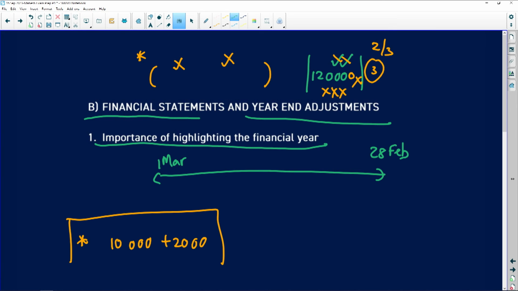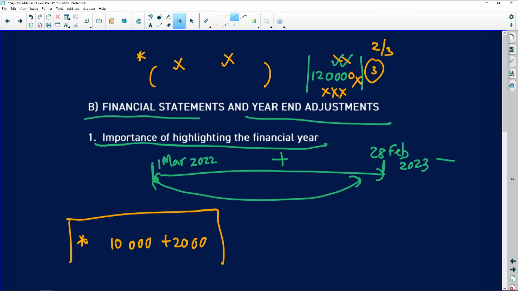So make sure somewhere in your answer booklet, at the top, you are highlighting that financial year. It started in 2022 and it's now ending 2023. Because remember, the matching principle is asking you, show us what has happened for this financial year. Everything that falls within this financial year is what you include in your financial statements. Anything falling outside this financial year is what you exclude. So highlighting the financial year is absolutely important.